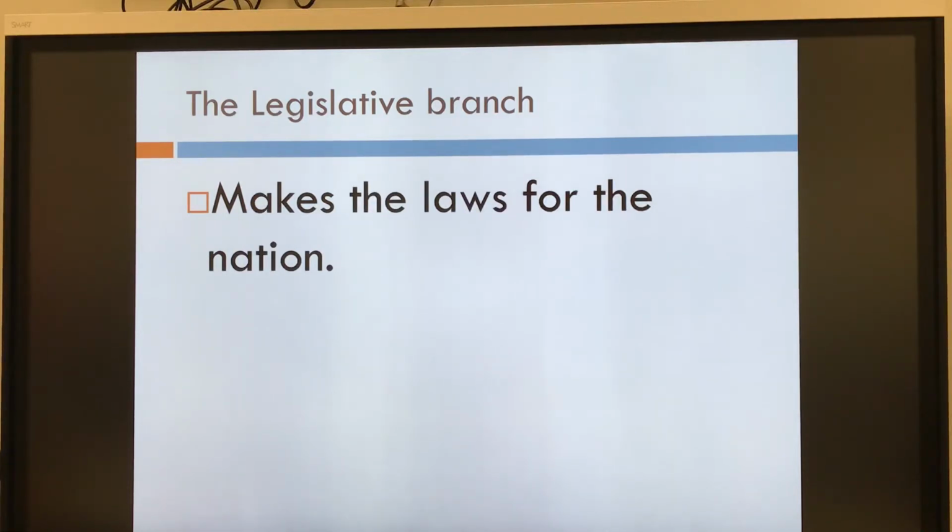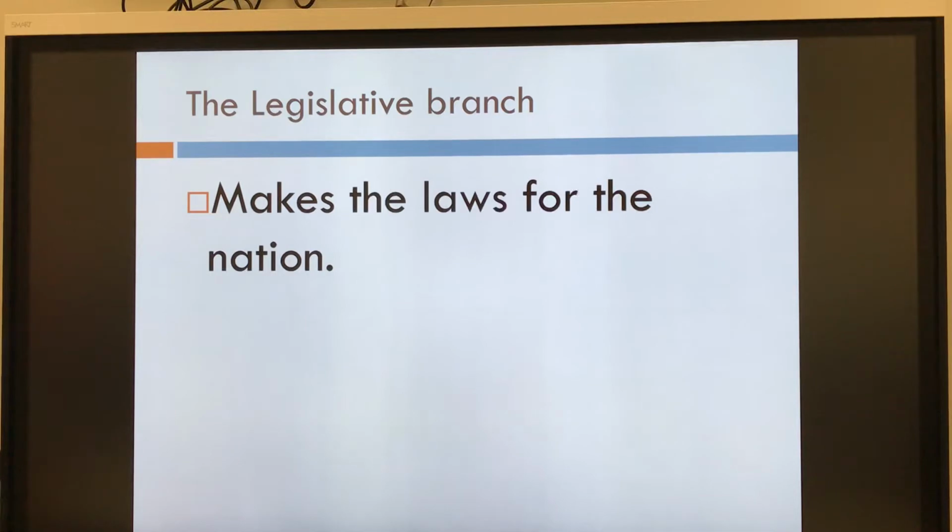But for right now, what you need to know is that their main job is that the legislative branch makes the laws. And that's going to be a very important thing to remember as we move through SOL 6, 7, and 8 and get closer to the SOL test. You have to know what the main job of each branch of government is.